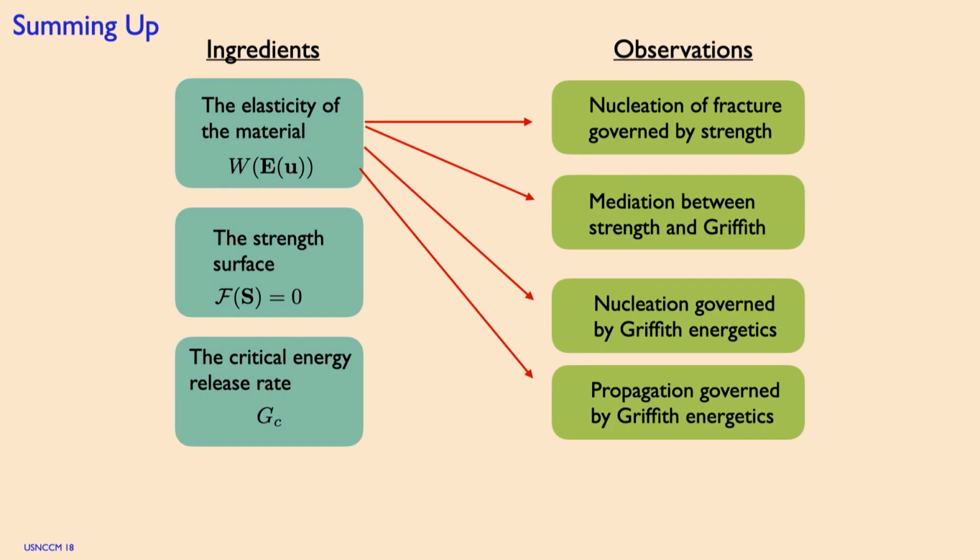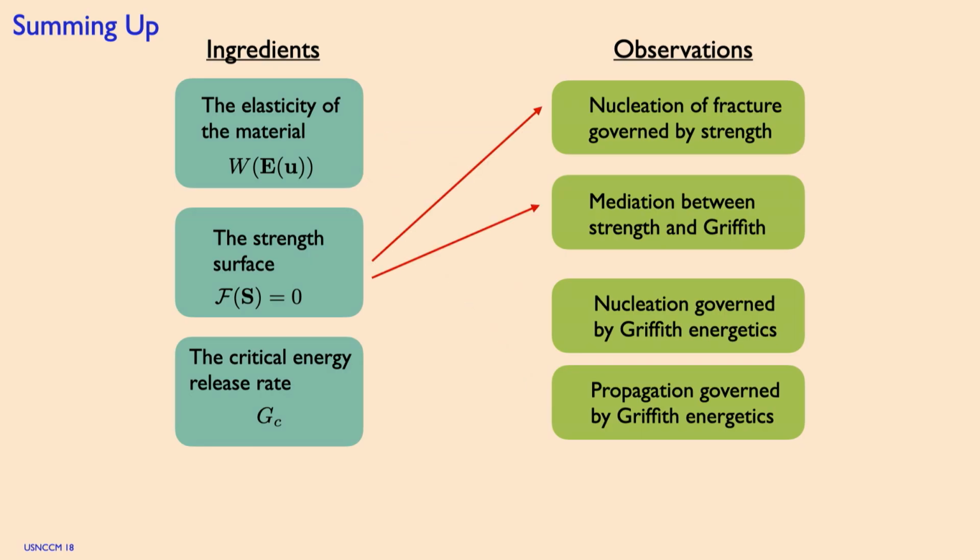All right, so summing up, where are we? We have these three ingredients: elasticity, strength, and critical energy release rate. Elasticity is really the precursor. It gets you to the point where things go off the rails. But the strength surface is also necessary for the nucleation of fracture governed by strength, and the mediation between strength and Griffith. And the critical energy release rate is required for nucleation from large pre-existing cracks and propagation as well.